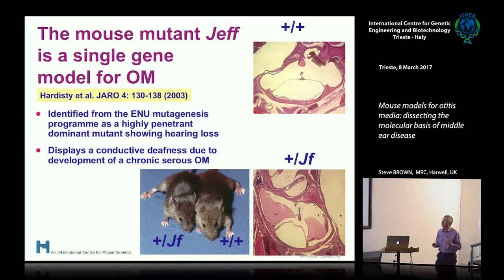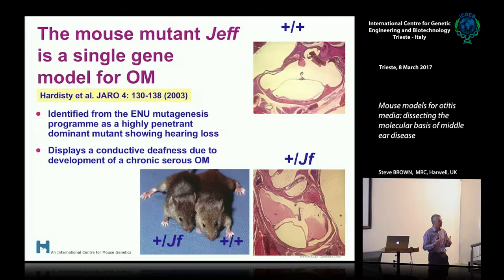The first one we found, in fact, we published way back in 2003. It's called Jeff. Don't ask me why it's called Jeff, but it's called Jeff. And it's a single gene model for otitis media. It came out of our ENU mutagenesis program. It's a highly penetrant, dominant mutation. In fact, it's embryonic lethal as a homozygote. And it shows a hearing loss. And that hearing loss is a conductive deafness, and it's due to the development of a chronic serous otitis media.